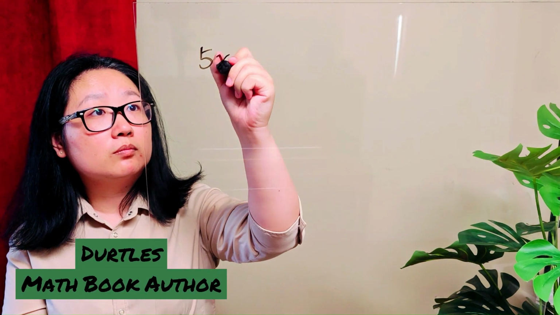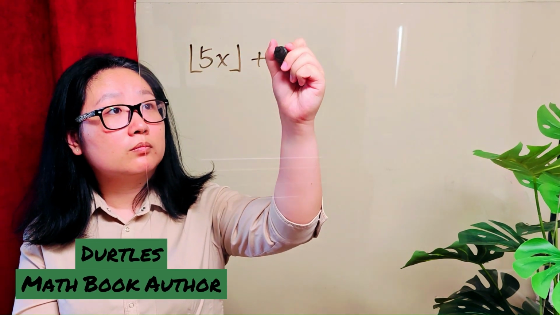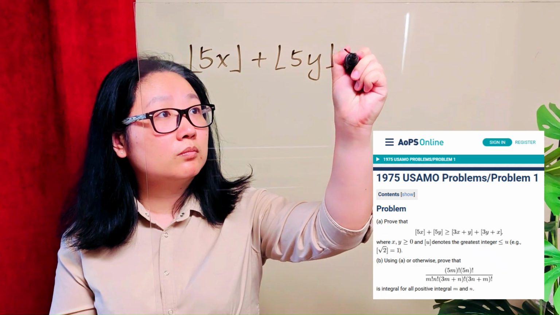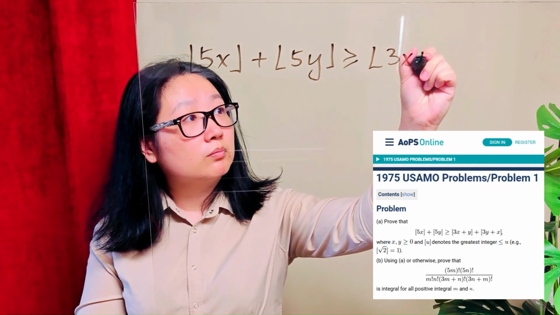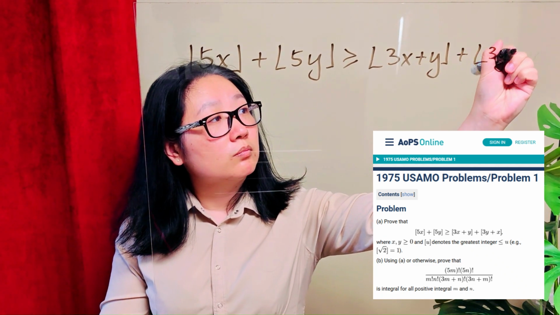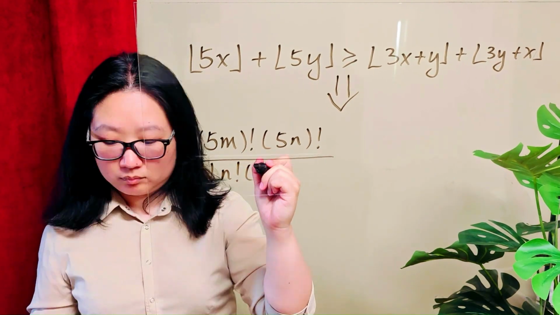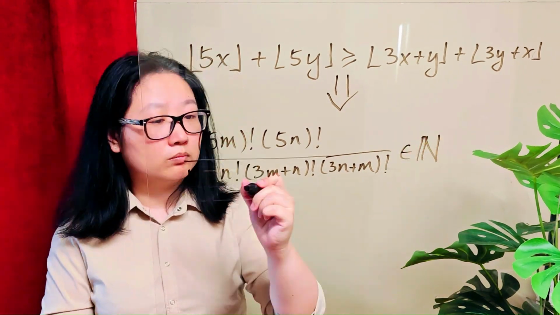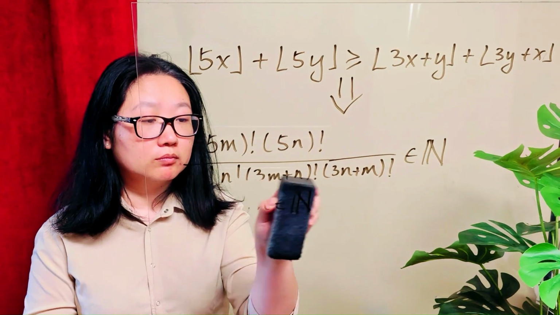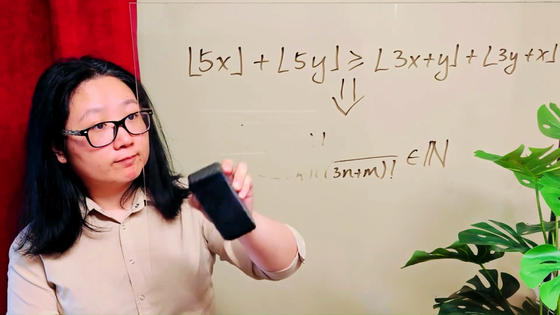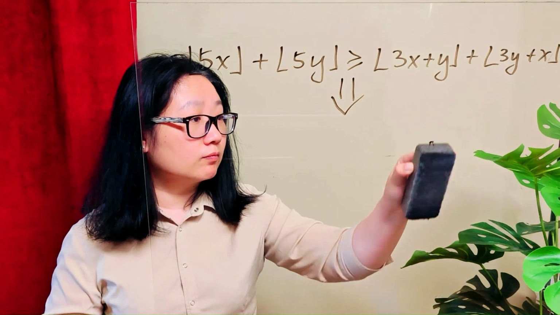So I want to tell you about the mathematical journey I went on after my first encounter with this problem. The problem itself is about using this inequality involving floor functions to prove this complicated looking thing involving factorials. For today's video though, we're ignoring the factorial side of things and only playing with the floor functions.